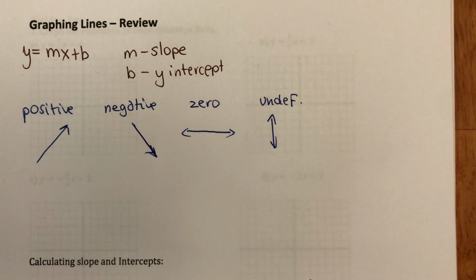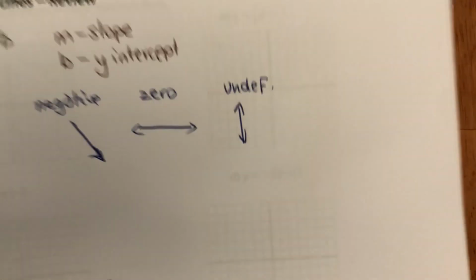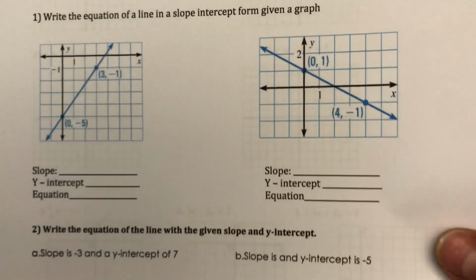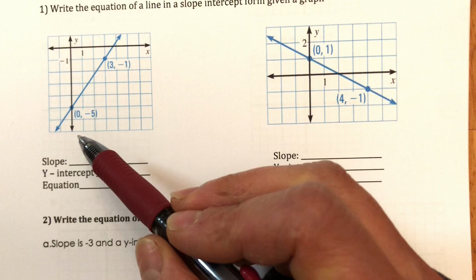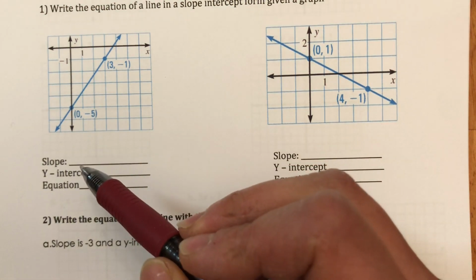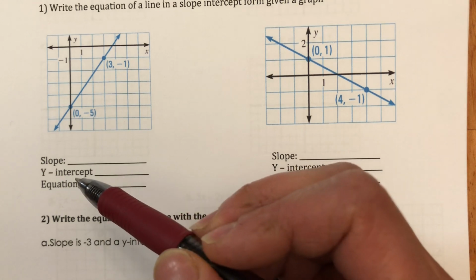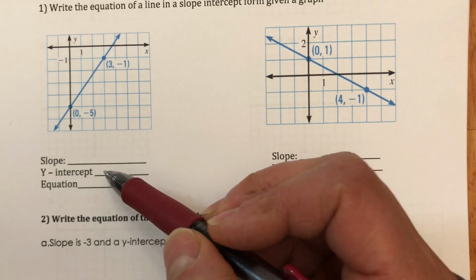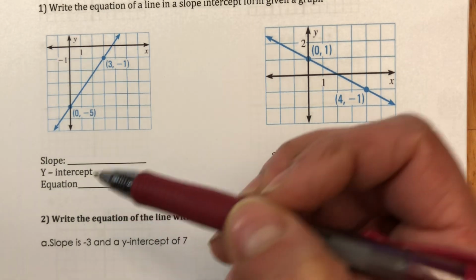And what we are going to do is a few examples, and then you will have a problem set to do on your own. If you move down to example number 1, we have a line, and then we have some points here. And what we are asked to do is find the slope, find the y-intercept, and then write an equation.